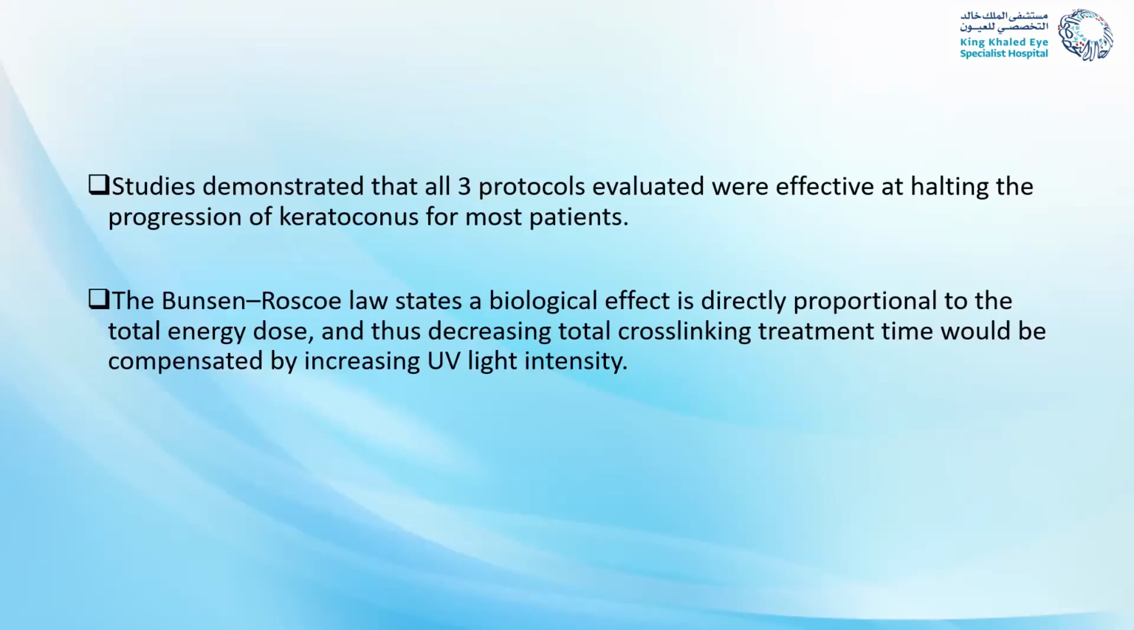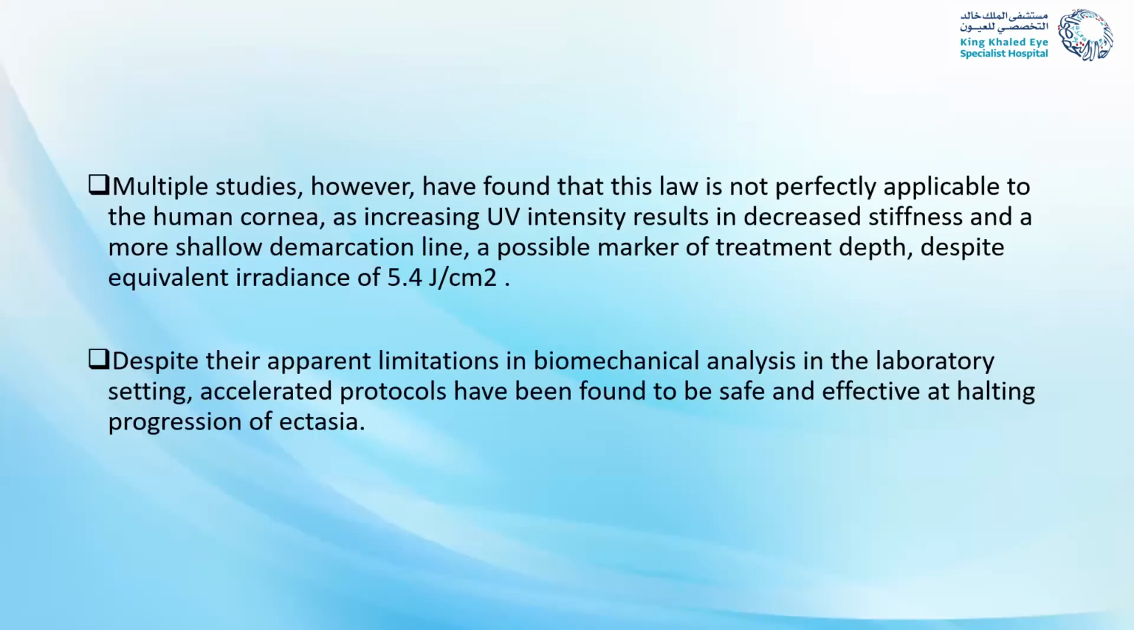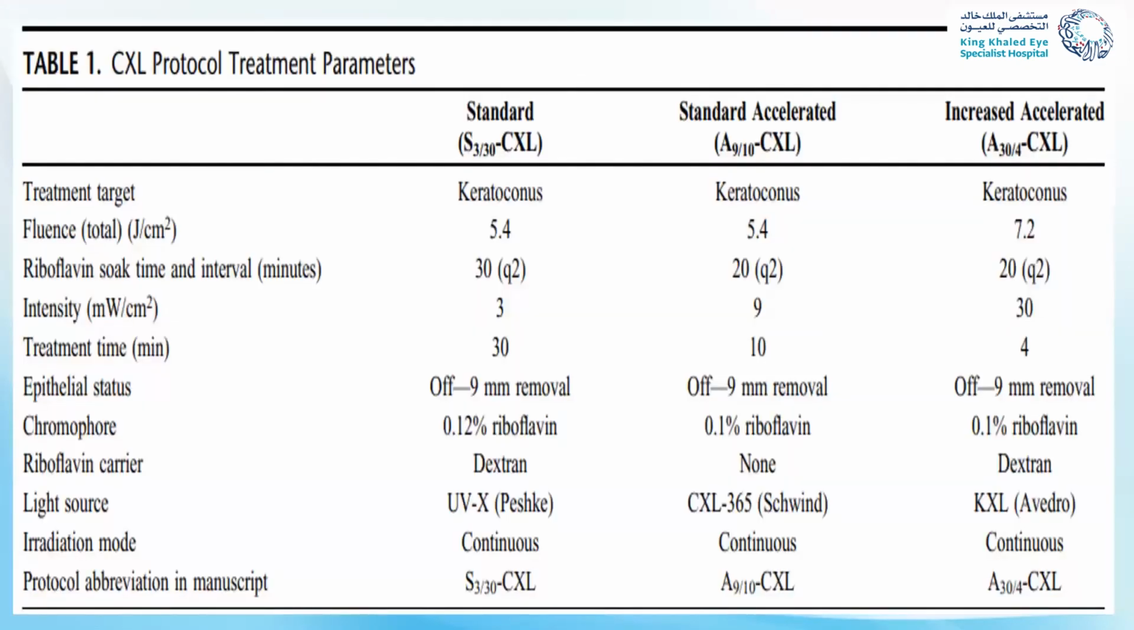All these protocols are effective in halting the progression of keratoconus. The concept of the proportional difference between the energy and the timing is all based on the Bunsen-Roscoe law, or reciprocity law. As I told you, in these 3 protocols at least, it did show to be valid, but in some scenarios, if you really increase your irradiance power a lot, your effect might not be the same. When the intensity of the UV light is so high, it doesn't go so far, it's actually very shallow. So we usually measure the effect of the UV by looking at the demarcation line.